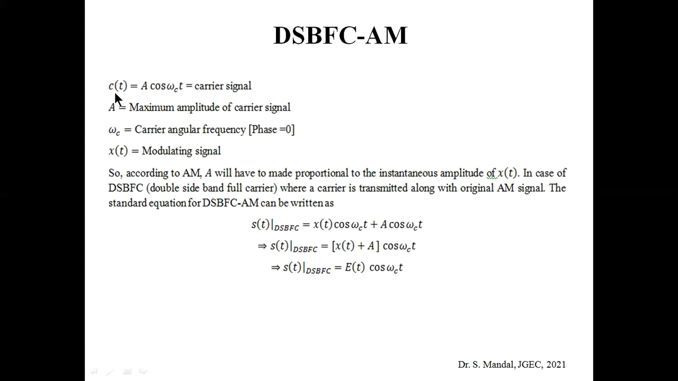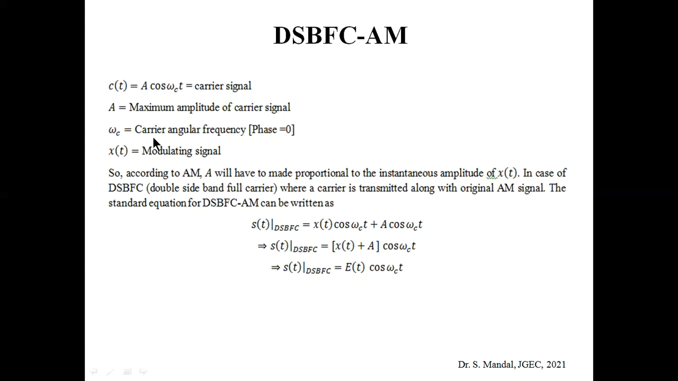Okay, so c(t) is the carrier signal and x(t) is the modulating signal. You can also use it as m(t), but conventionally x(t) denotes the modulating signal and c(t) denotes the carrier signal. Okay, now what is the condition for AM?